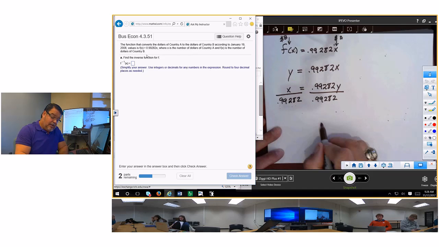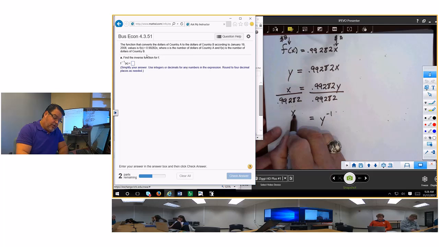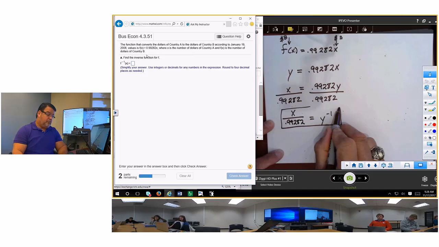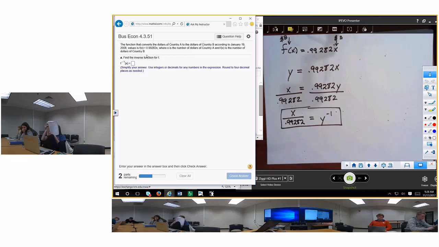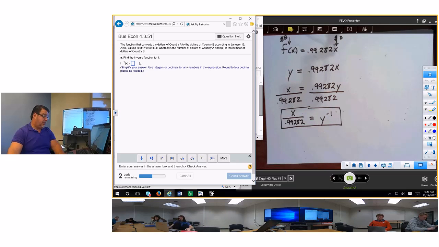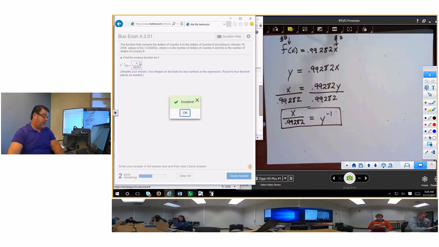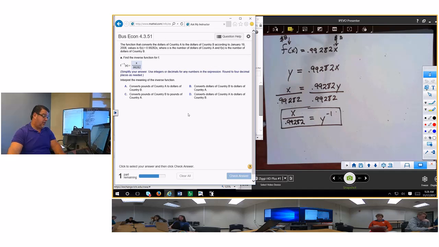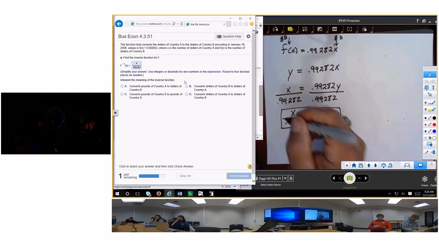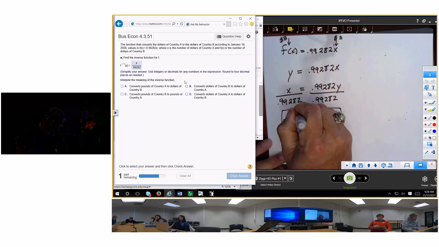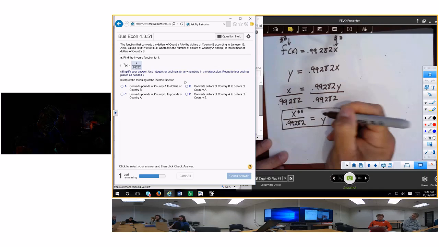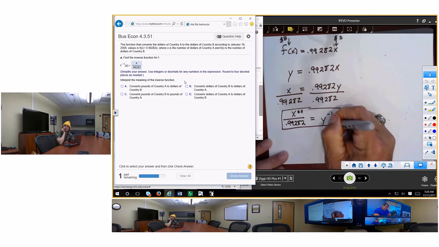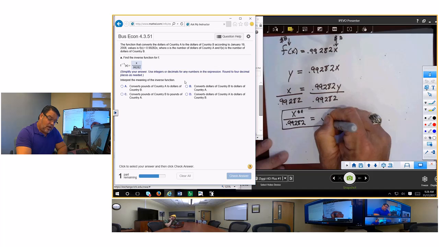So y inverse is equal to x over 0.99282. So right here you type in x divided by 0.99282. And you feel good about yourself. All right, so what does this do? Well, go back here. What is x? x is the dollars for A. And this is the dollars for B.